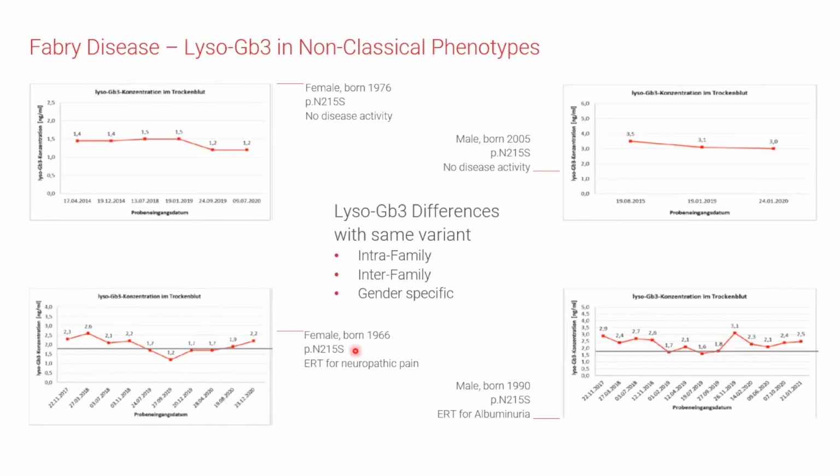Another family with the same variant: the mother on ERT for neuropathic pain and with lyso-Gb3 values around the normal value of 1.8, and her son born 1990, also on ERT for albuminuria, and also here absolutely comparable lyso-Gb3 values. So 4 patients, 2 families, different genders, same variant and different lyso-Gb3 behavior.